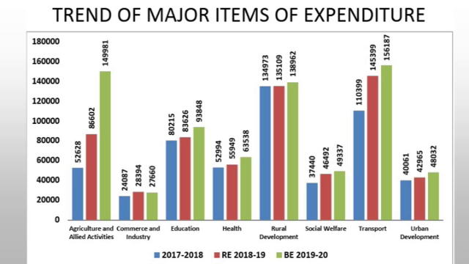Agriculture and allied activities, see friends, it's a quantum jump from 86,000 crores to 1.5 lakh crores. Then the next ones are rural development and transport. Then education, social welfare. So these are some of the major expenditures of the government.